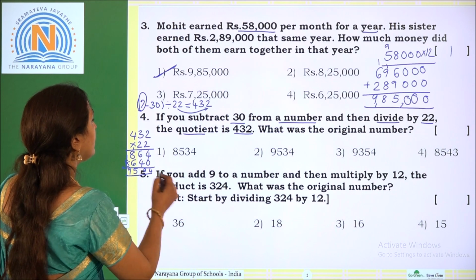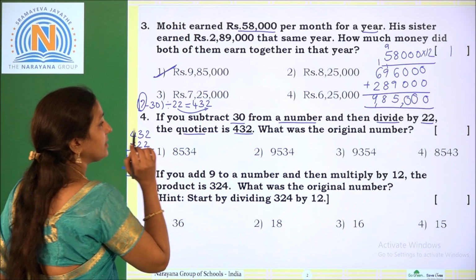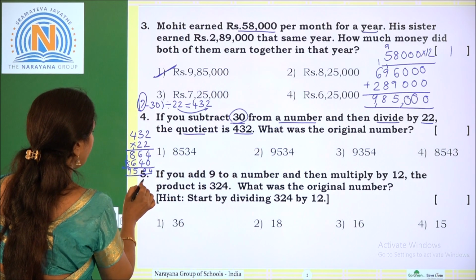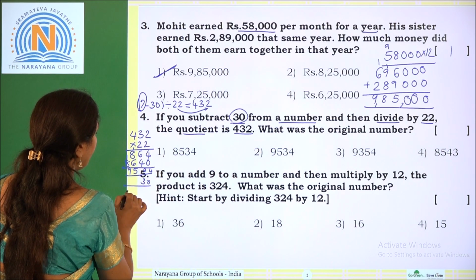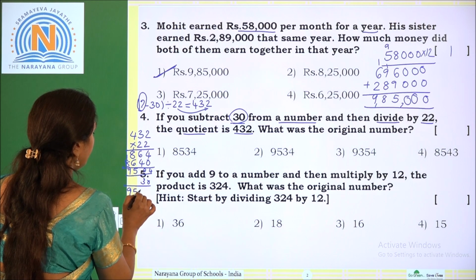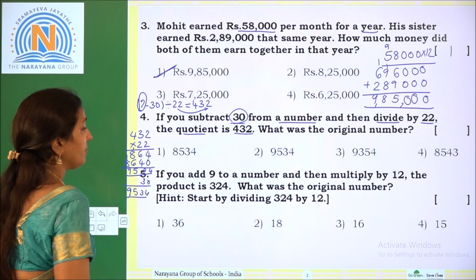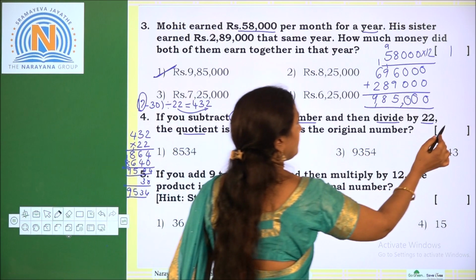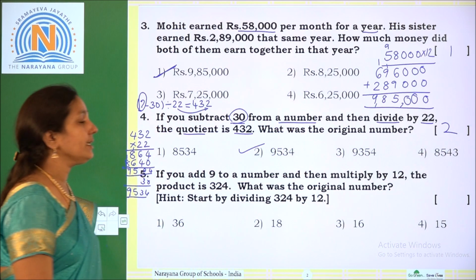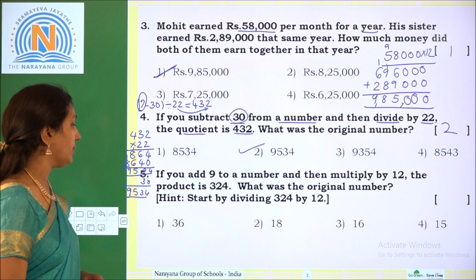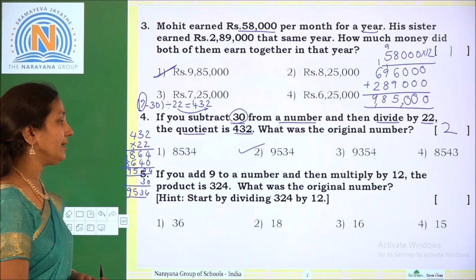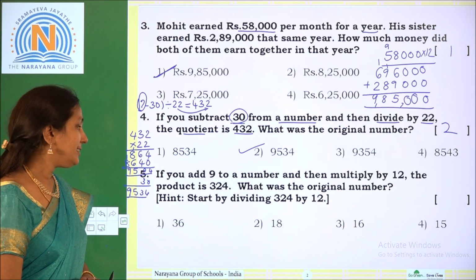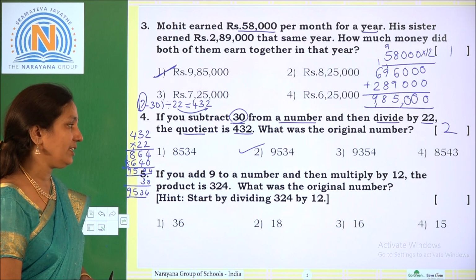Then we have to add 30. So we'll add 30 and get 9534. Which is the correct option? Option 2. The original number is 9534. Next, if you add 9 to a number and then multiply by 12, the product is 324.